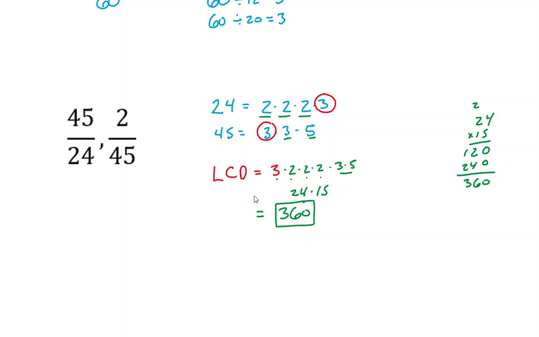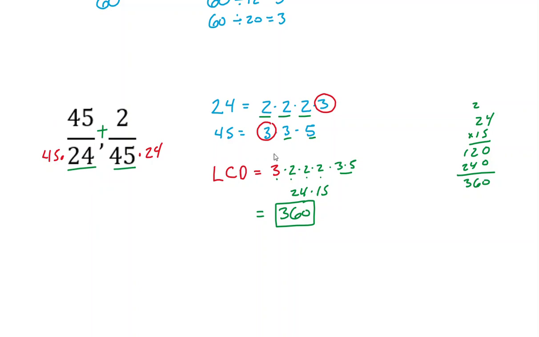Now, let me tell you why we care about the LCD. Here's why. When we're adding fractions together, we can't add them until the denominator is the same. Some people have this idea that if we just multiply the denominators together, 45 times 24, then we'll get the same denominators. And that's true. We will get the same denominators. But that number will be bigger than it needs to be. I think it's going to be 1,080 or something like that. So that number will be way bigger than it needs to be, which means that we're going to be doing a bunch of math that's more than we need to do.